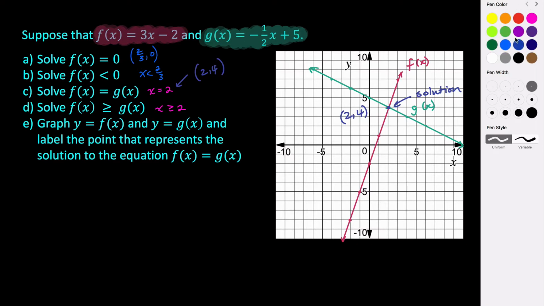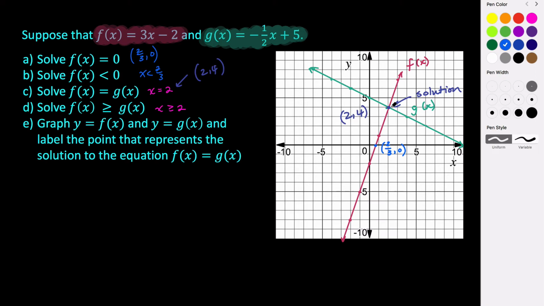Now we can see that our graph is equal to 0 at 2/3, 0 for f of x. So this point right here, this represents the x-intercept. So this is 2/3, 0. And we can see that for all of our x values to the left of this, our graph is going to be below the x-axis, right? The whole thing is below the x-axis here. So for all of our x values less than 2/3, our graph of f of x is below the x-axis. So you can see that there.